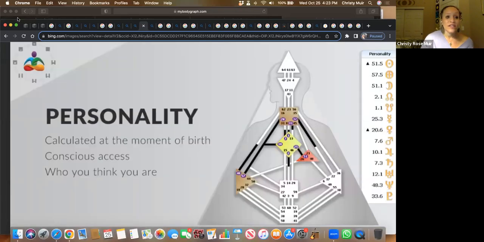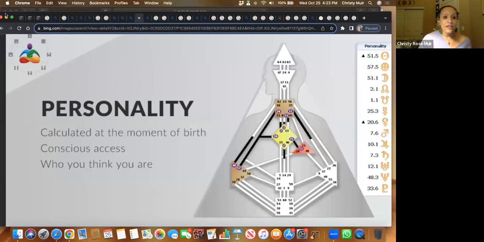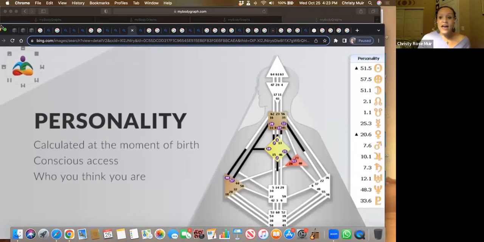So here we go. This is the conscious imprint, the personality crystal that I mentioned before. This is calculated at the moment of your birth. And when you're looking at your body graph, it's always going to be the numbers that are on the right-hand side.